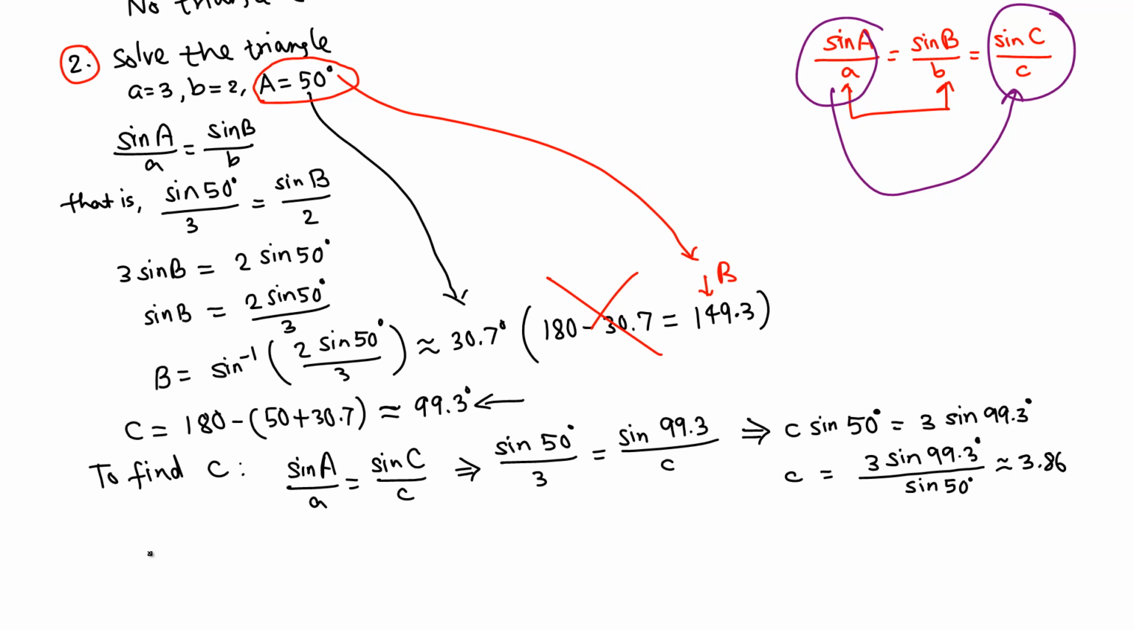So we have one triangle and we found the remaining three parts: angle B 30.7, angle C 99.3 degrees, and lowercase c 3.86.